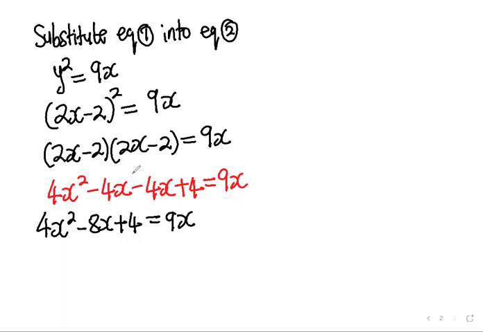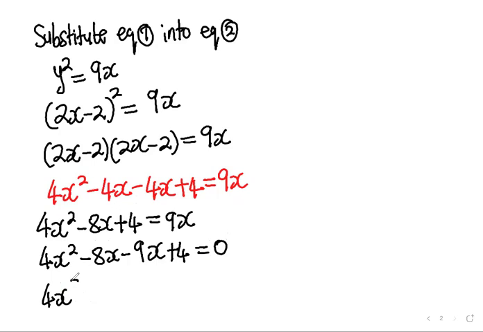Now on the next step, what I'm gonna do, I'm gonna now transpose 9x on the other side, right? So here we're gonna have 4x squared minus 8x, and then when I transpose 9 that side, it changes the sign to become negative 9x plus 4 is equals to 0. Now here you're gonna have 4x squared, right? And then let's see, negative 8 minus 9, that should be negative 17. So you'll say negative 17x, then you'll say plus 4, it's equals to 0. So in this case, you're having 4x squared minus 17x plus 4, it's equals to 0.